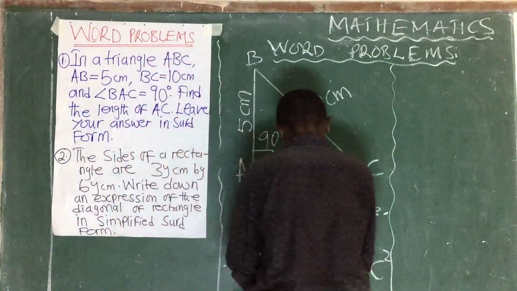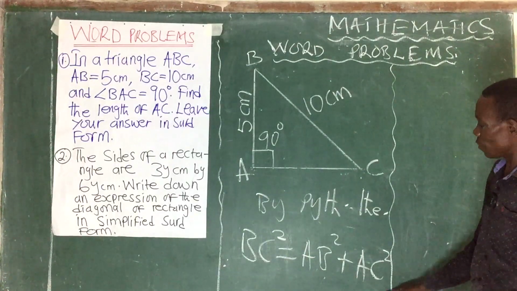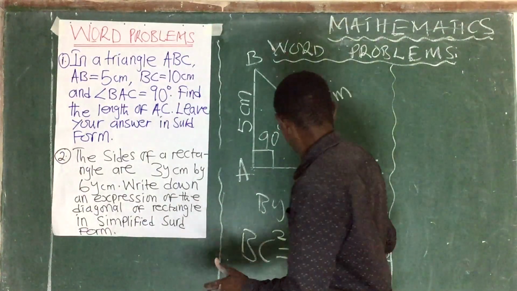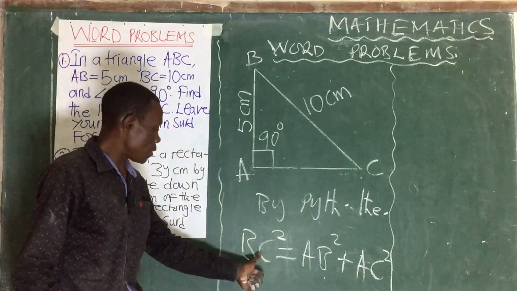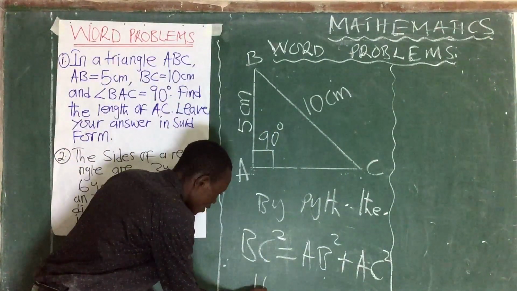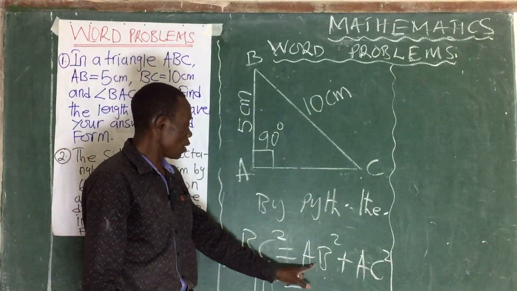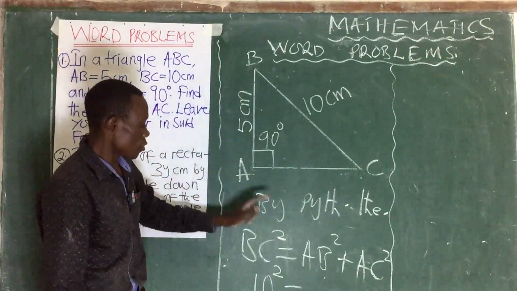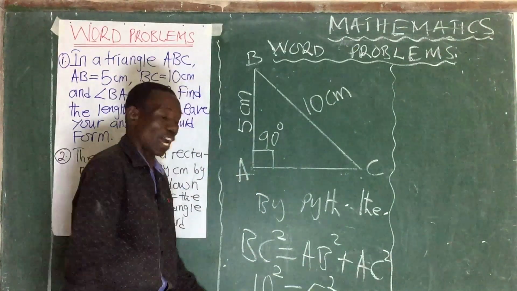Once this has been written down like that, what do you do next? Then just substitute where values are given. Where values are not given, that is the part you need to work on. Like here, BC is given as 10. So instead of writing BC here, we're going to write 10, which has to be squared. And here we'll have AB. AB is this side here, which is 5. So here I'm going to write a 5 and square it like that.